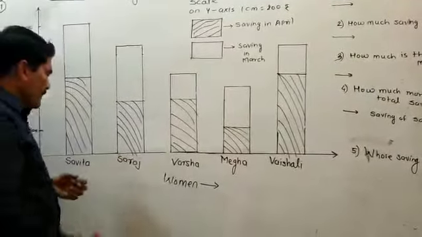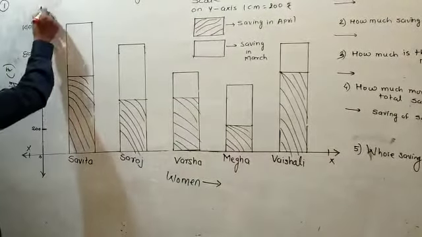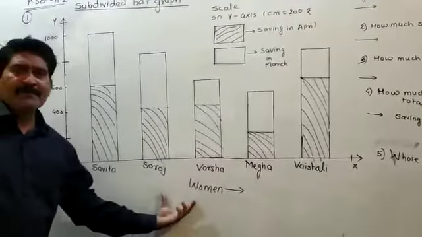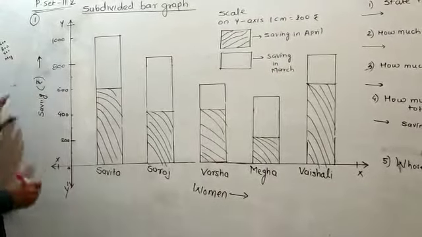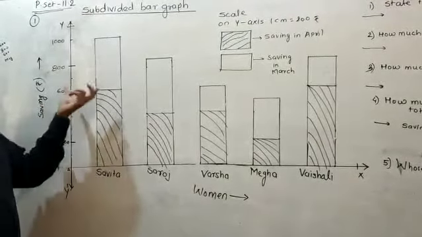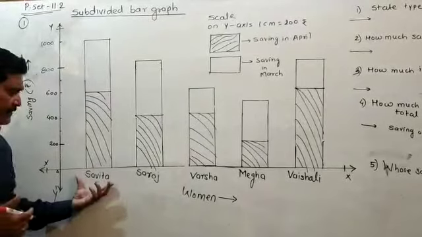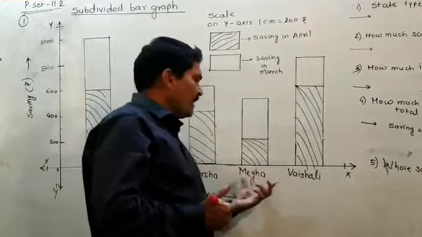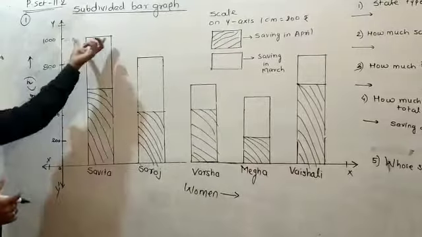This is the x-axis, this is the x dash axis, and this one is the y dash axis. On the x-axis, the names of the women are given, and on the y-axis, the savings of the women are shown. The names given are Savita, Saroj, Varsha, Megha, and Vaishali.